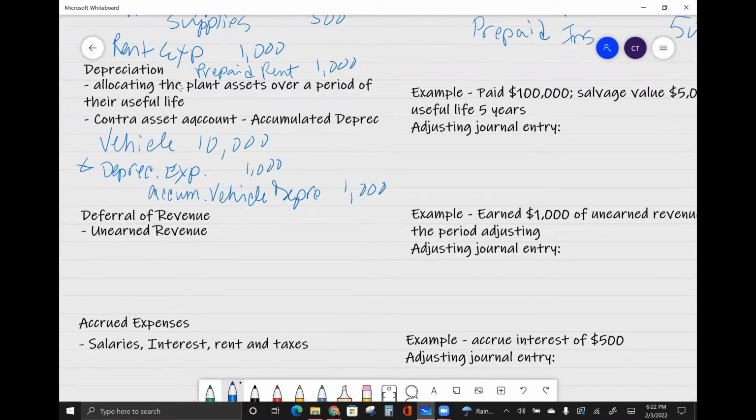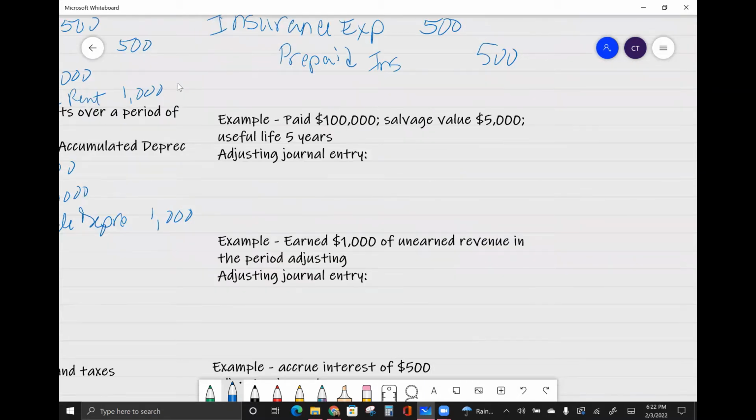All right, so let's look at an example. So we have $100,000 that we paid for an asset. It has a salvage value of $5,000 and its useful life is 5 years. I need to do a journal entry. So let's say I want to do the whole year. So let's figure it out. So first we're going to have the asset value minus the salvage value over the useful life.